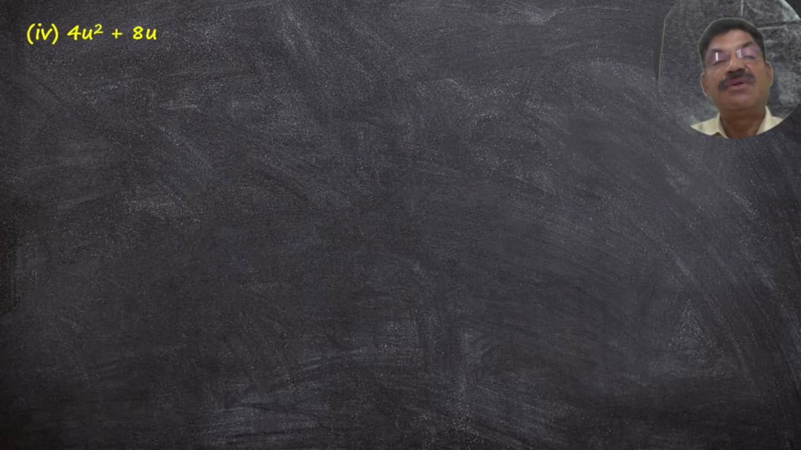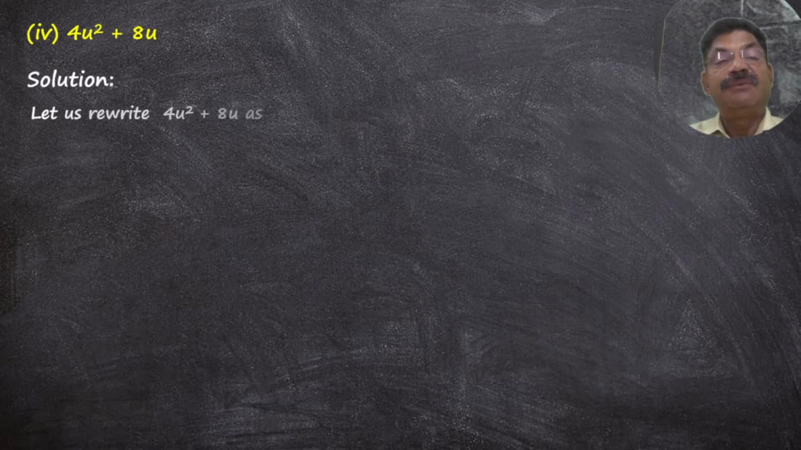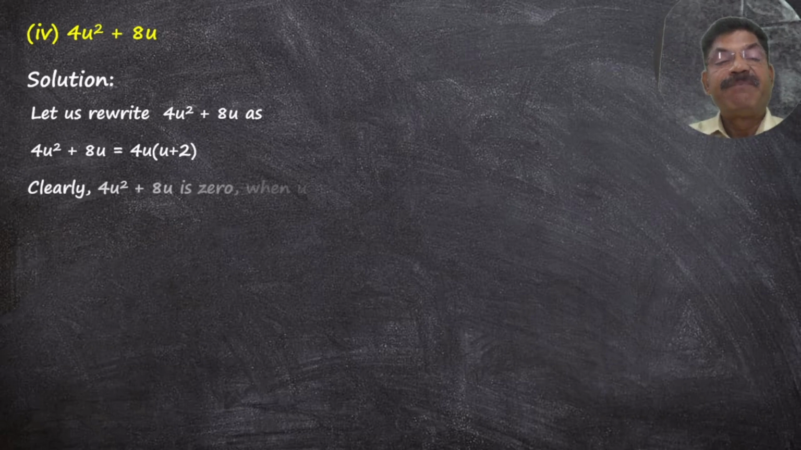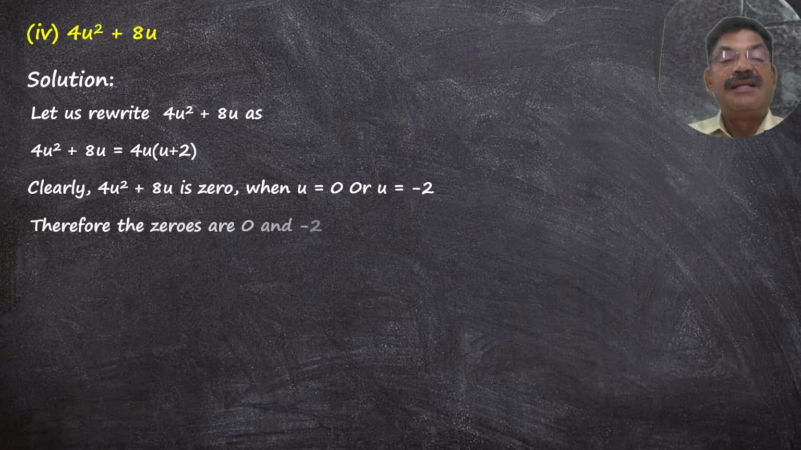Now let us move on to the fourth sum. 4u square plus 8u. You note that the variable is u and the constant term is missing. That is, constant term is equal to 0. Now, factorization is very simple because only two terms are there. So 4u square plus 8u. Obviously, 4u is common. You take it outside. So you get 4u into u plus 2. So now you can easily find these zeros. 4u is equal to 0 means u equal to 0. u plus 2 equal to 0 means u equal to minus 2. Therefore, the zeros are 0 and minus 2.